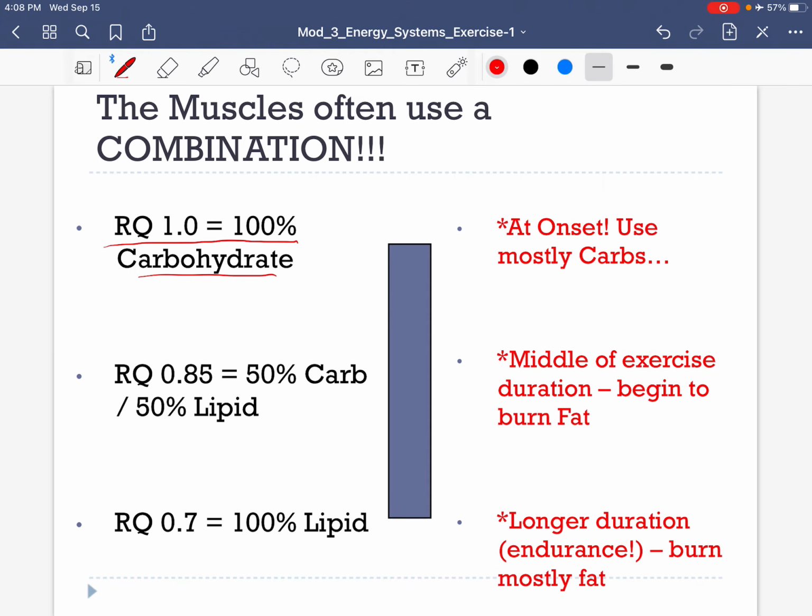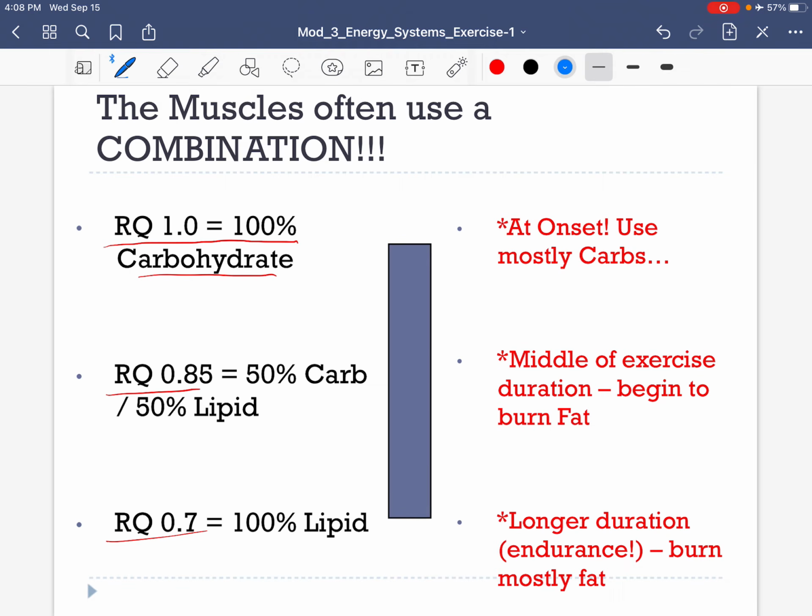At an RQ of 1.0, burning all carbs. I'm repeating myself over and over again. You should get this. When you get this on a quiz question or a midterm or a final question, you should be like, yeah, I got this. I know it. RQ of 0.85, the muscles are burning a 50% carbs, 50% fat mixture. RQ of 0.7, burning all fat.